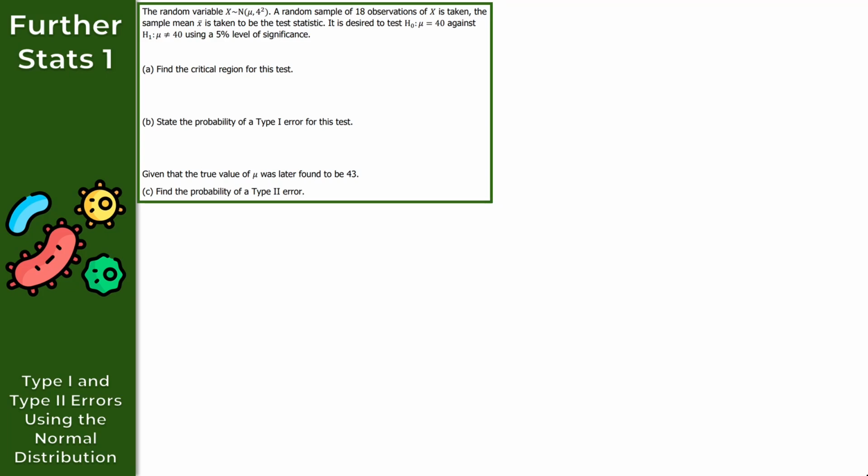So let's take a look at this one practice question for finding type 1 and type 2 errors using the normal distribution. For this question, we have the random variable x, which follows a normal distribution with the following parameters. A random sample of 18 observations of our random variable x is taken. The sample mean x bar is taken to be the test statistic. It's then desired to test mu equals 40 against mu is not equal to 40, using a 5% level of significance.